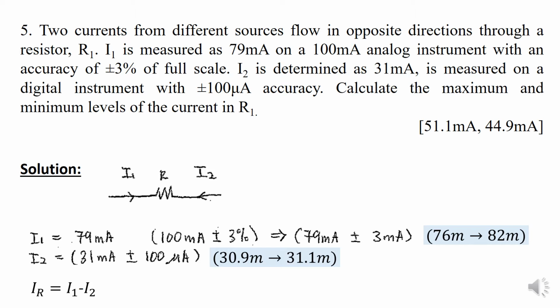I1 is measured as 79 milliamps on a 100 milliamp analog instrument with an accuracy of plus minus 3% of full scale. It is measured by an analog instrument with 100 milliamps at full scale with an accuracy of plus minus 3%. Plus minus 3% is the accuracy of this analog instrument.